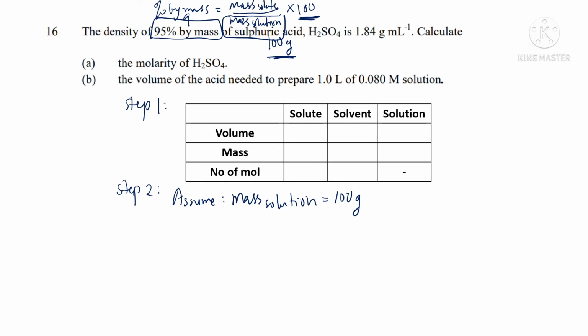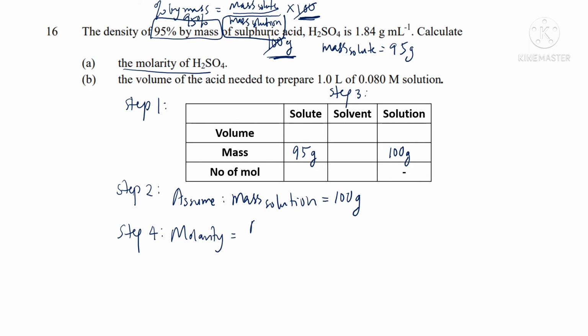And then with the percentage by mass 95% and the mass of solution 100 gram, we can easily find our mass of solute as 95 gram. Then in step number 3, we just fill in those information that we have. So mass of solute 95 gram and the mass of solution 100 gram. Then in step number 4, we write out the formula of what we want to find. We want to find molarity. The formula is moles of solute divided by volume of solution in liter.